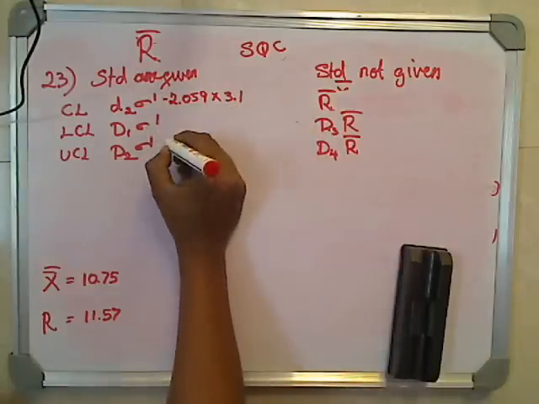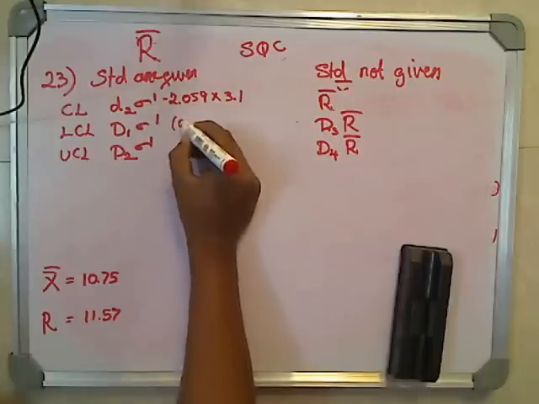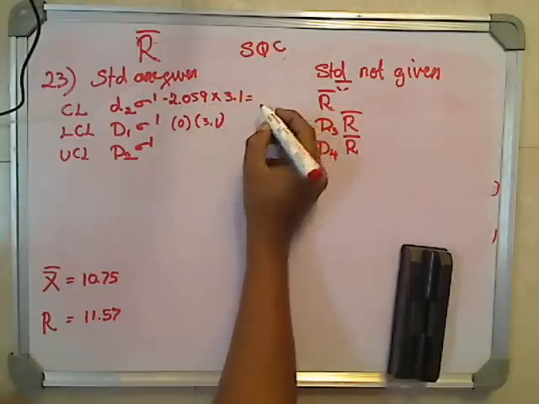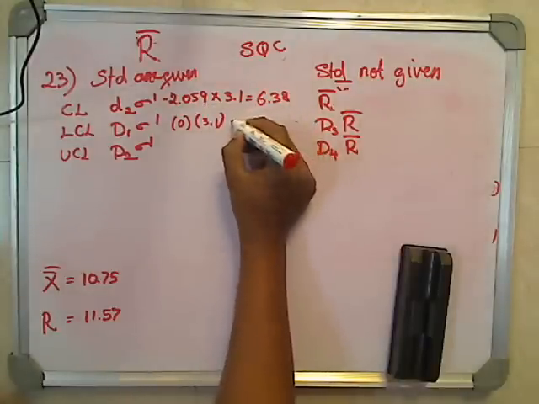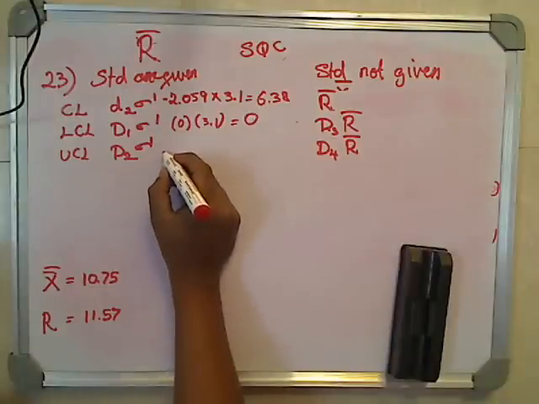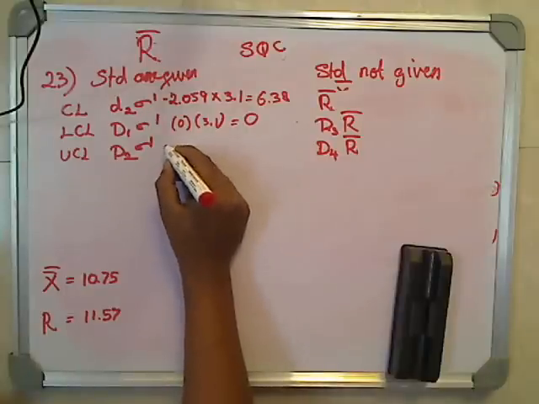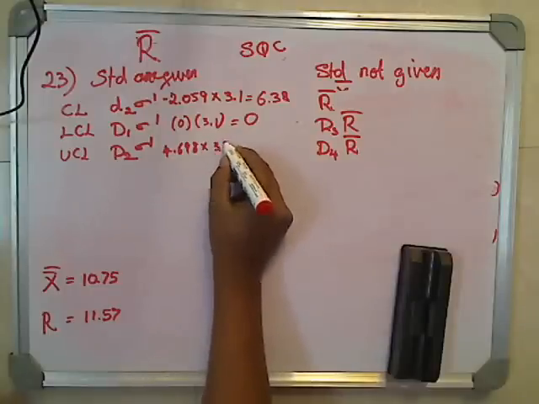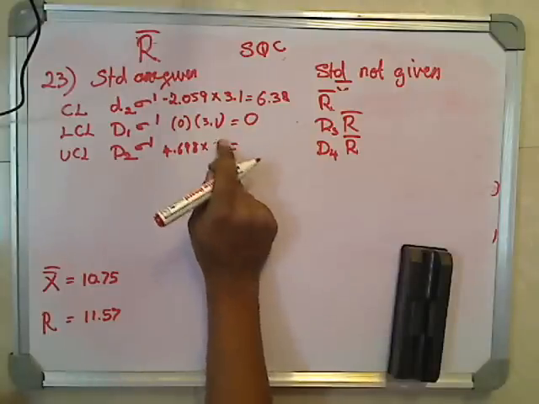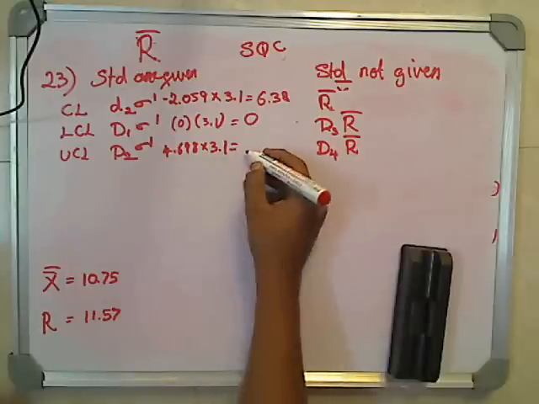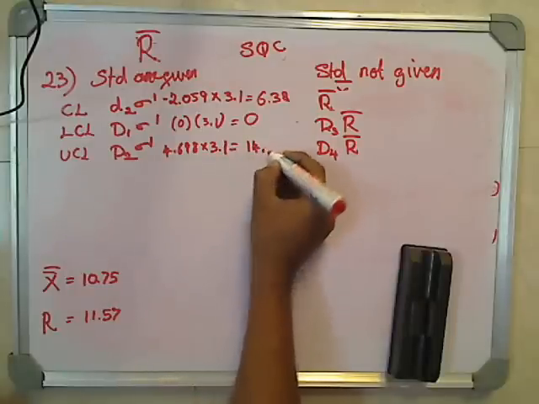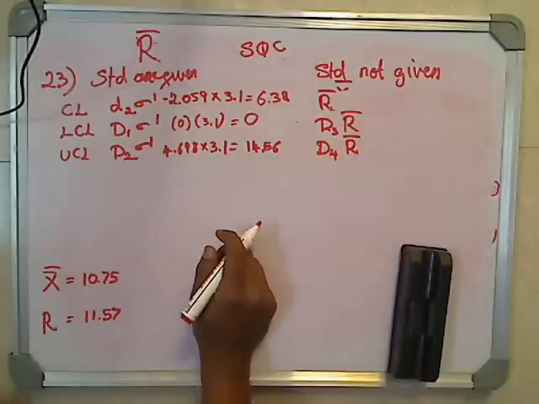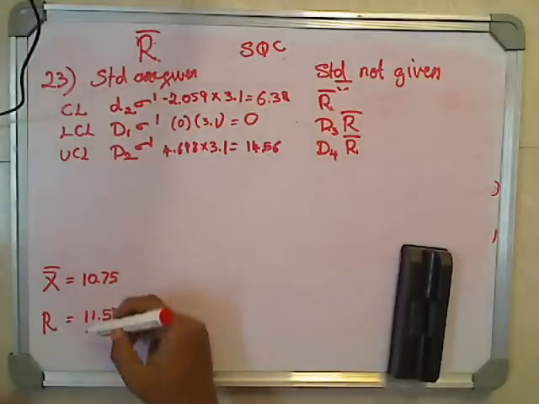Okay. Now here, this happens to be 0 because D1 itself is 0. So 0 multiplied by 3.1 is nothing but 0 itself. So here, the value you would get would be 6.38. And here, of course, would be 0. And again, D4 here, 4.698 multiplied by 3.1. And you end up getting the value as 14.56. A similar thing you need to do in case the standards are not given. Now you already know the value of R.